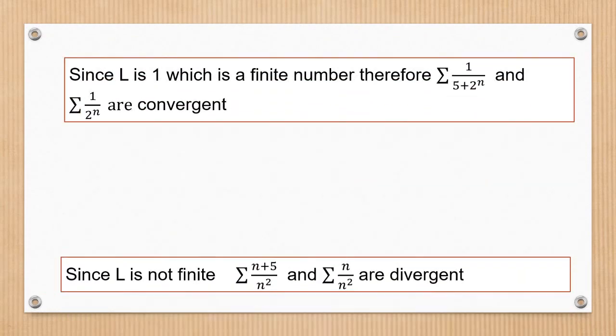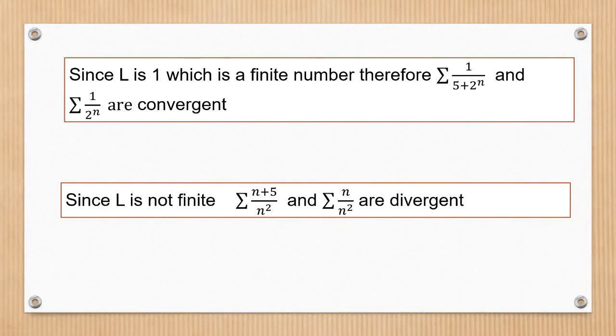So again, using the limit comparison test, in example 1 the two series, An and Bn, were proven to be convergent. And for example number 2, using the limit comparison test, the two series, An and Bn, were proven to be divergent.